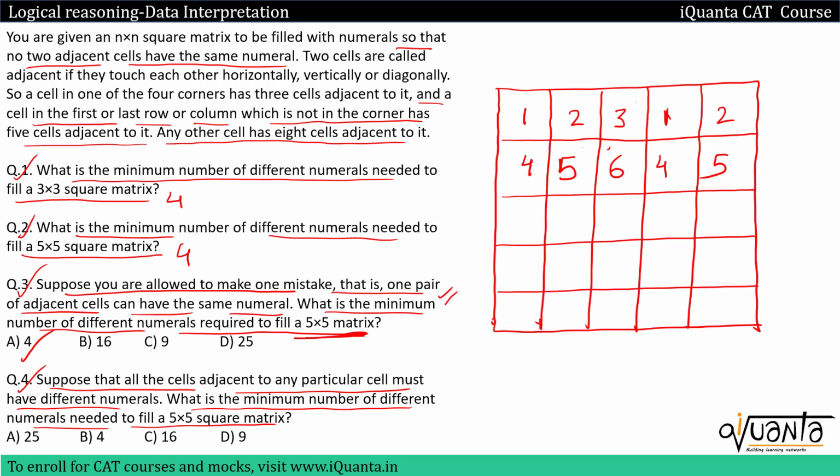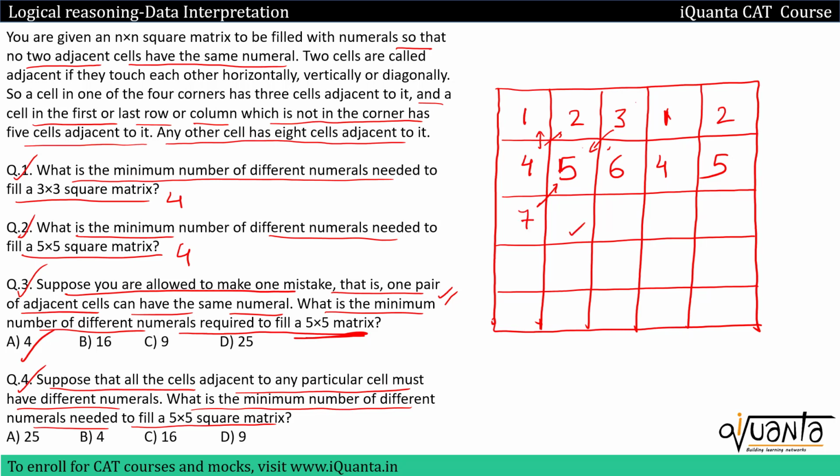Now when I come to the third row, can I use 1? No. 2? No, because then adjacent to 4 we will have the same numerals. Can I use 3? No, because if I put 3, then these two adjacent to 5 will be the same. Can I use 4? No. 5? No. 6? No. Can I use 7? Yes. So we'll be putting 7 over here.